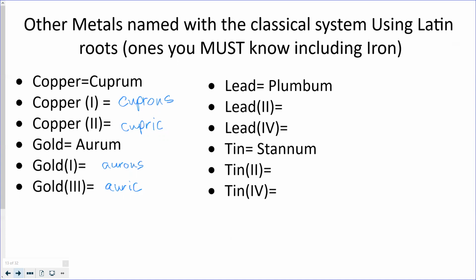Lead is another one where the symbol does not match the name. Lead is Pb. That comes from the Latin name plumbum. And lead can either be a +2 or a +4 charge. So lead 2 is the lower charge. This is going to be plumbous. While lead 4 is the higher charge, that will be plumbic.